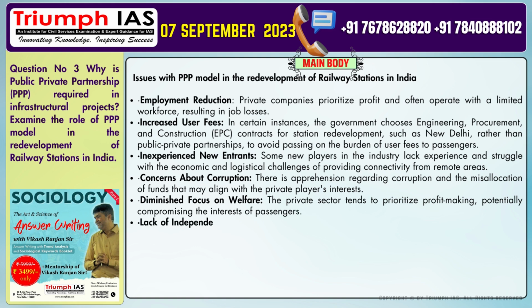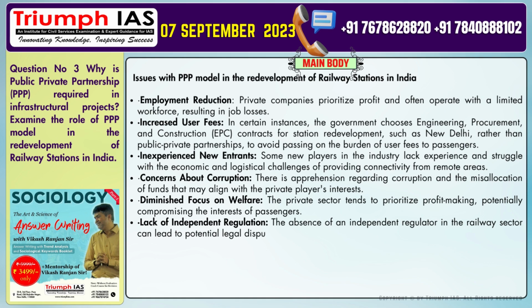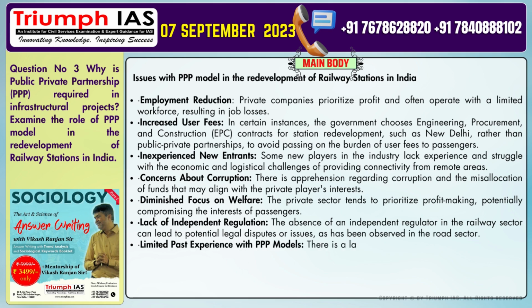Number 6. Lack of independent regulation. The absence of an independent regulator in the railway sector can lead to potential legal disputes or issues, as has been observed in the road sector. Number 7. Limited past experience with PPP models. There is a lack of prior experience with the PPP model for railway project implementation.